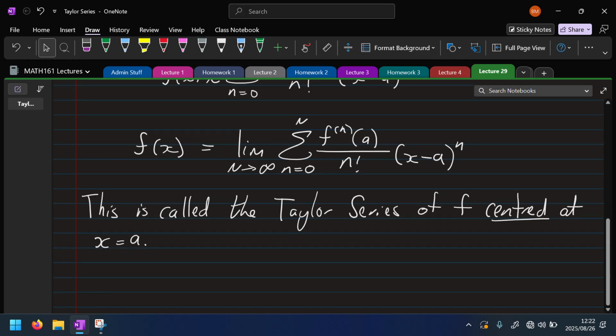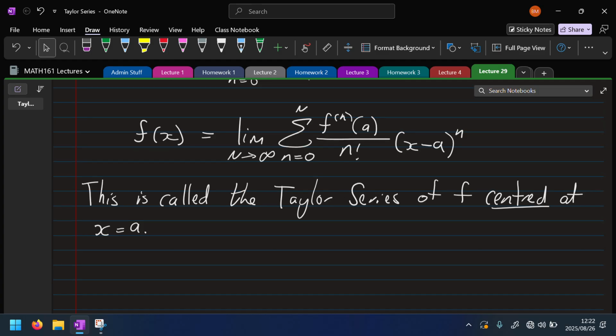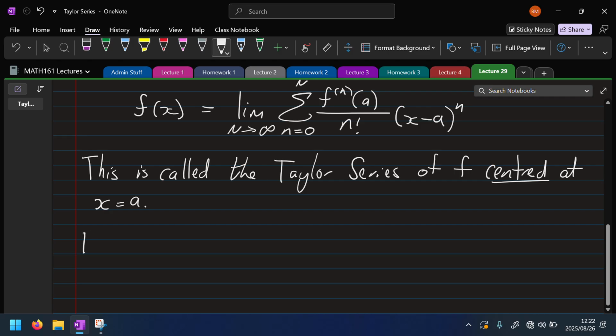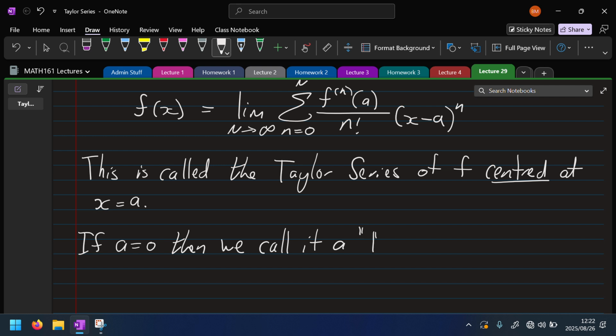Now, for a very special case of this, if a is 0, we call it a Maclaurin series. But it's just a special case of a Taylor series. Right, it's just the name that we give to that special case when a is 0. Okay, but for most of the time, I'm just going to refer to it as a Taylor series.